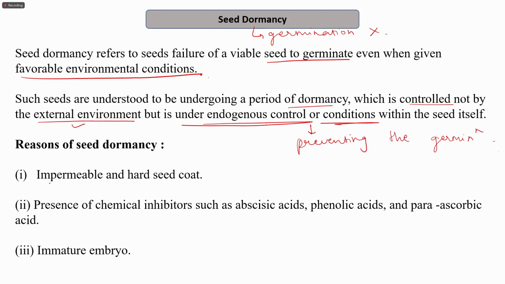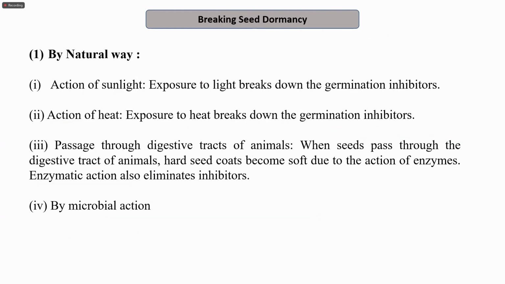What are the reasons? The reasons for seed dormancy are an impermeable and hard seed coat, therefore not allowing the water to enter; the presence of chemical inhibitors such as abscisic acid, we know, is an inhibitor, phenolic acids, para-ascorbic acids, etc.; or the embryo is immature. So how can we break seed dormancy? Seed dormancy can be broken in two ways, natural and artificial.